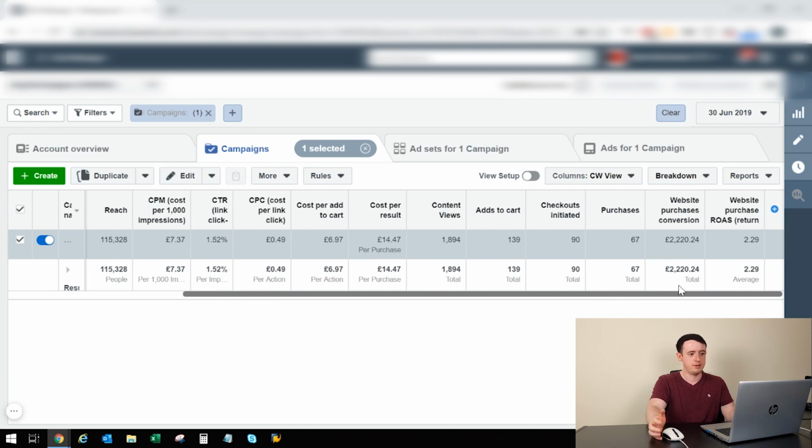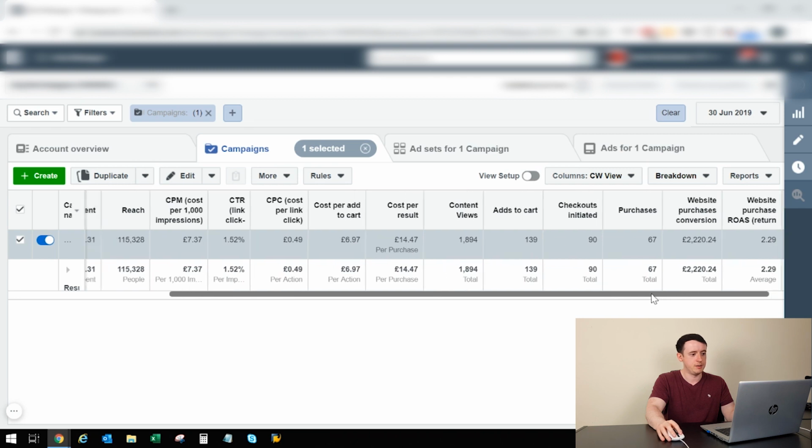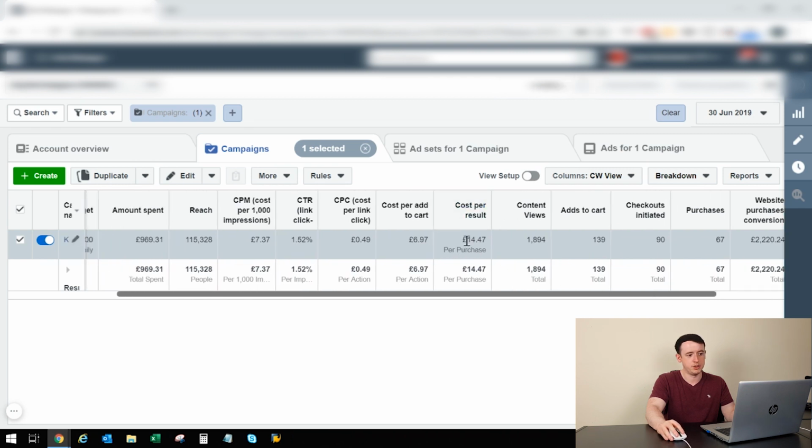So it was good. It was a nice profitable day, and it kept my cost. If you see here, my cost per result is at £14.47. So I was getting sales just on this test campaign. I have other campaigns running different kinds of manual bids, automatic bids, but this one is testing this product with this targeting method to see what it would do.